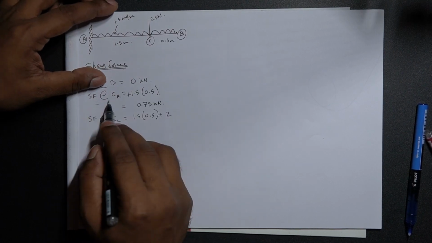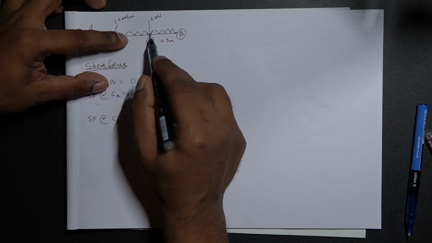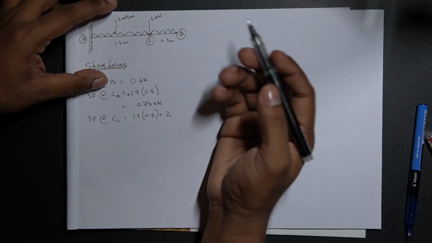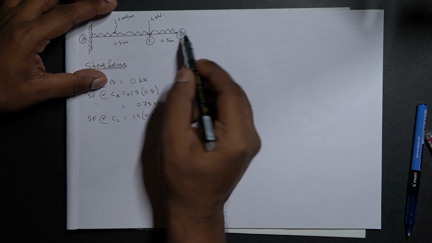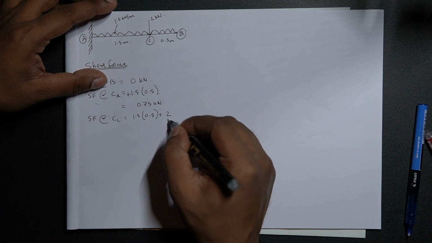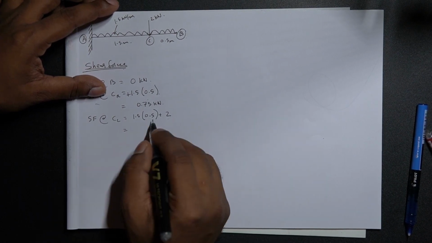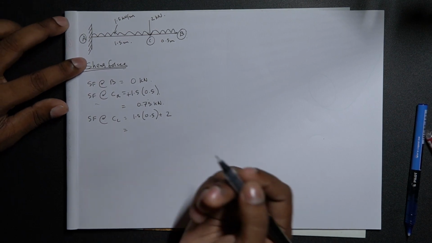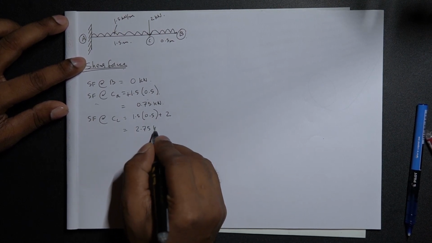For instance, shear force at right of C, we have multiplied 1.5 kilonewtons of UDL to its applied span 0.5, which gives us 0.75. Basically the shear force for a UDL is WL, W times the span on which it is acting, and for a point load it's just W, that is 2 kilonewtons over here. Now this would give us 1.5 times 0.5, that is 0.75, 0.75 plus 2, that is 2.75 kilonewtons.